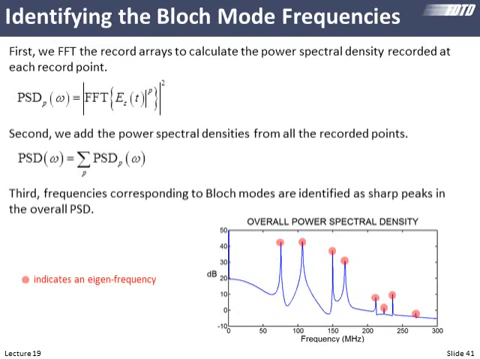Now at our record points, we record the electric field as a function of time, and we may have a dozen of them, let's say. We Fourier transform each of those impulse responses to get the power spectral density, so we take the absolute value squared of the FFT, then we add them all together to get an overall power spectral density. And if we look at that, we see we have some power spectral density, and it has peaks. And these peaks are the eigenfrequencies, and those are what we'll plot on the band diagram.